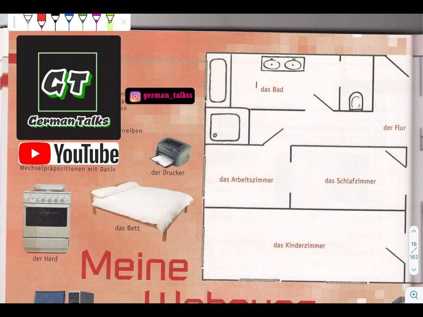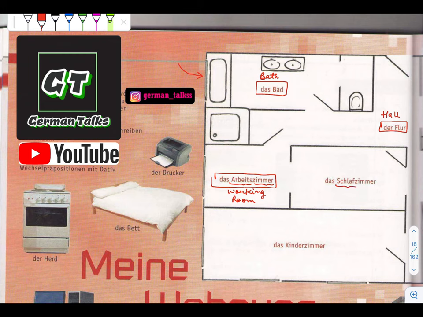Das Bad. Here this is just a diagram of the apartment. Das Bad means bath, or we can say bathroom. Der Flur means hall. Das Arbeitszimmer: Arbeit means work, Zimmer means room, so working room. Schlafzimmer: Schlaf is a noun and the verb is schlafen. Schlafen means to sleep and Schlaf is the noun.